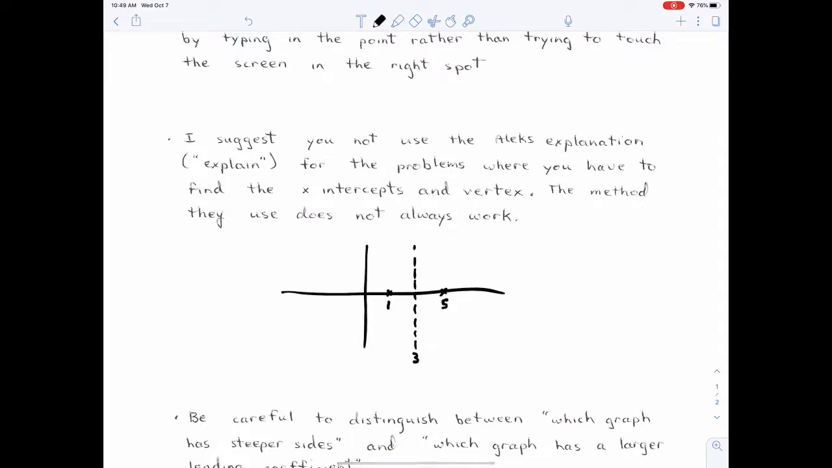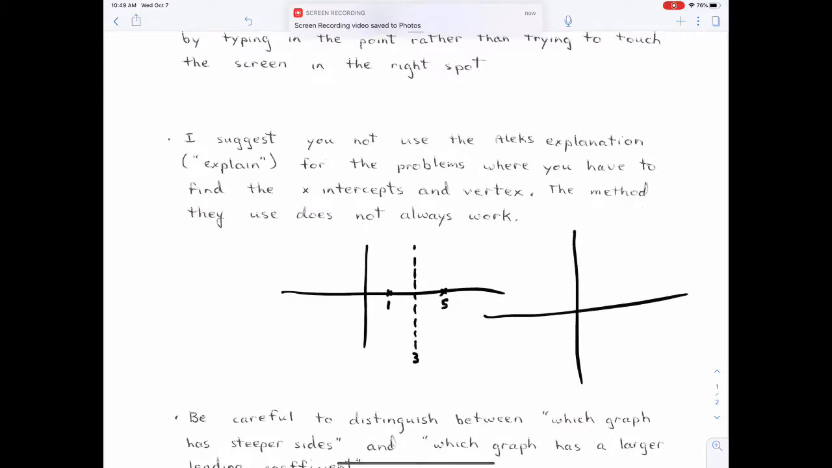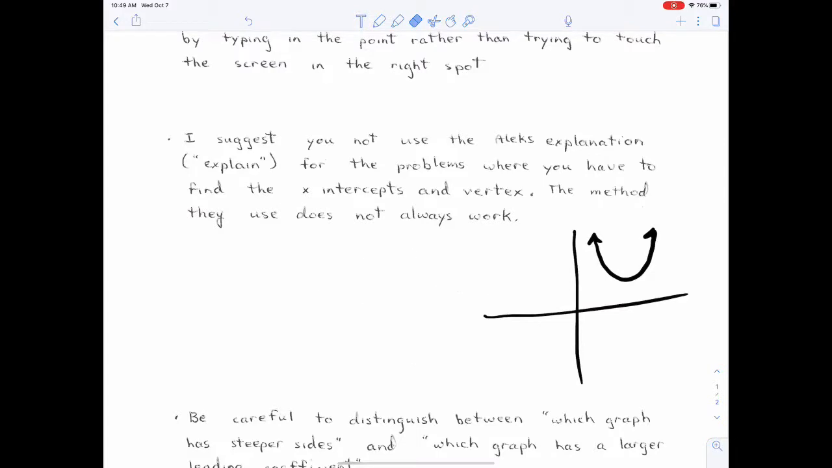There's a problem with that, though. What if your graph doesn't have any x-intercepts? How do you find the average of two things that don't exist? There are graphs that don't have any x-intercepts. So that's all I'm going to say about it, but I really suggest you not do it the way Aleks does it. It's a terrible way to do it and will mess you up.